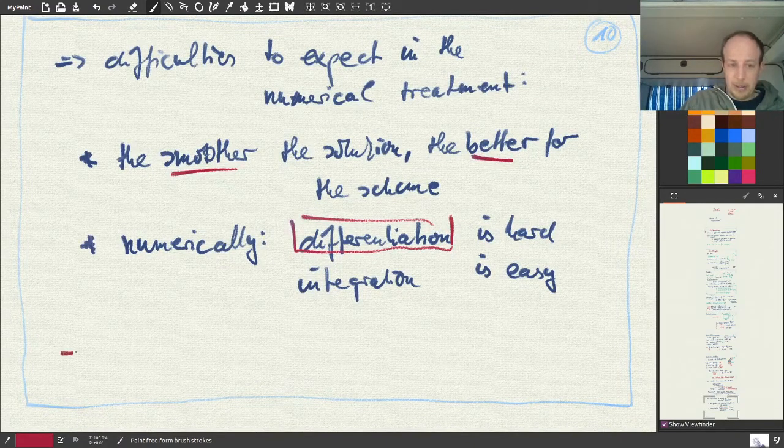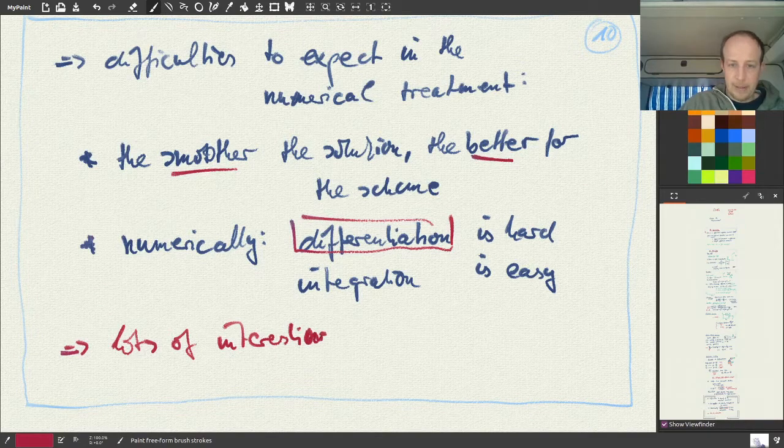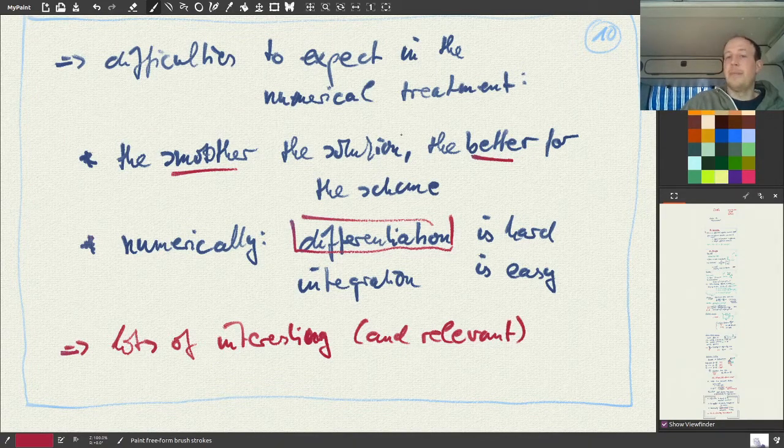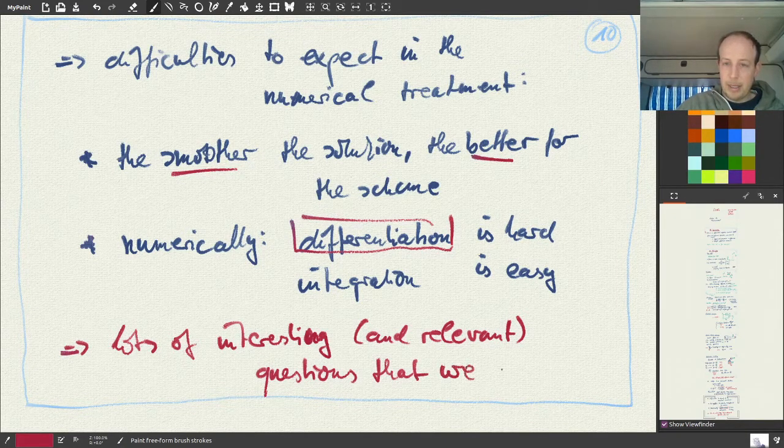But this also means lots of interesting and relevant questions. These DAEs really play a role in modeling things. So lots of interesting and relevant questions that we will address.